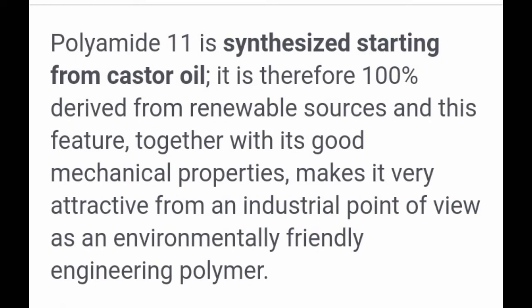Now let us see about polyamide 11. It is mostly synthesized from castor oil. It has good mechanical properties and is very useful in industries.